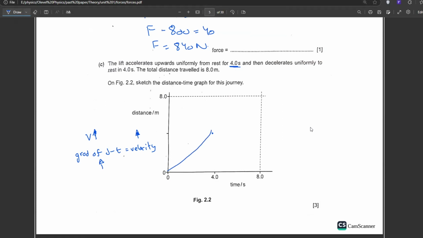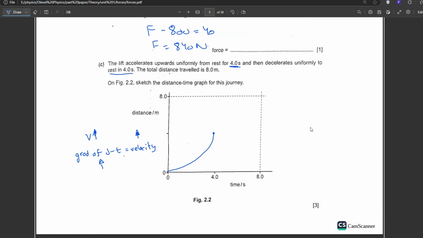Somewhat like this. Yeah, an increasing curve. Maybe I should draw again. Let's mark a point here and let's draw an increasing curve like this. Okay, and then it decelerates uniformly for the next 4 seconds.